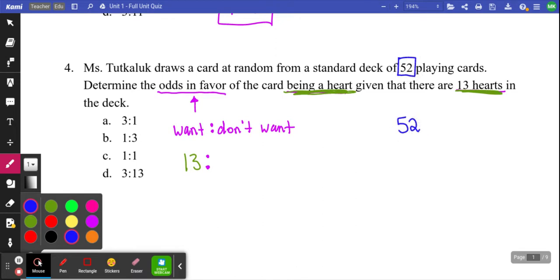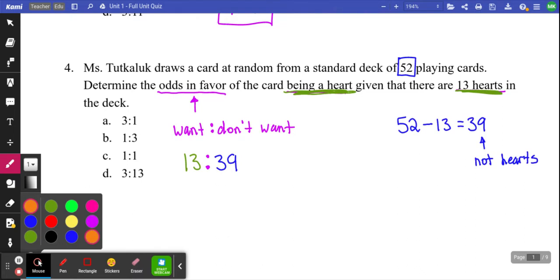52 total cards. If you subtracted away all 13 hearts, that would tell you that there's 39 cards that are not hearts. So that's the total number of cards, 52, minus the 13 hearts, giving you 39 cards that are not hearts. That's what I don't want. So the answer is 13 to 39. Now, looking at the answer on the left, that's nowhere to be found, right? I can't find that answer. There's no 13 to 39.